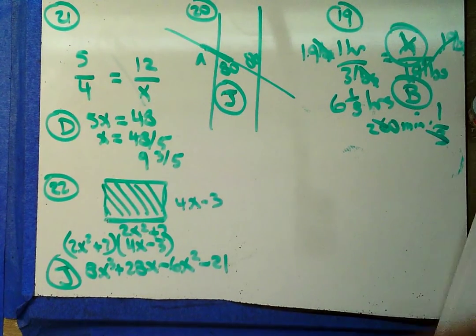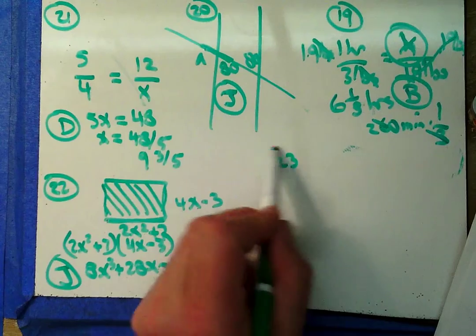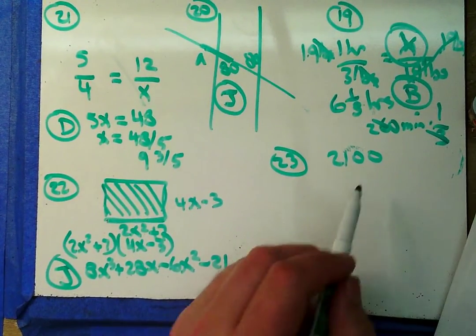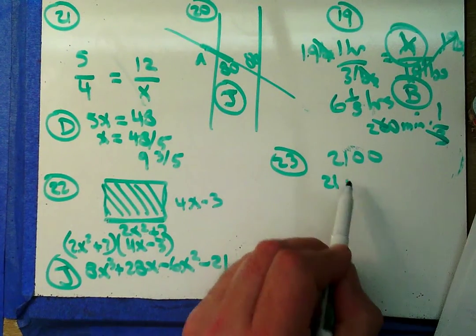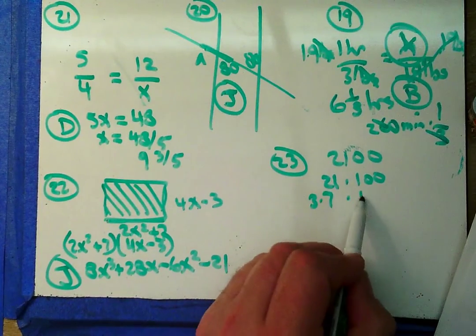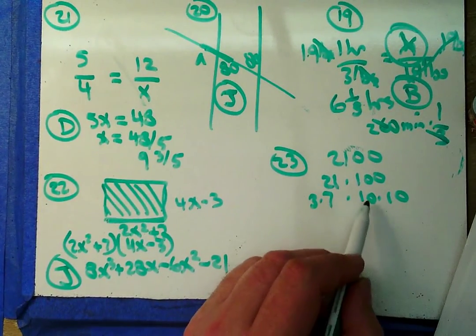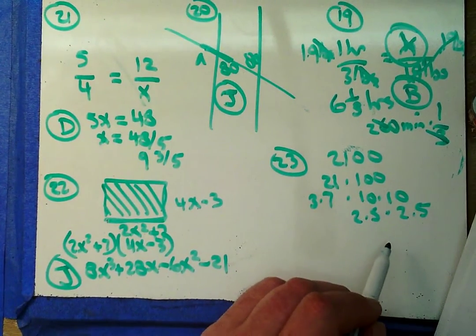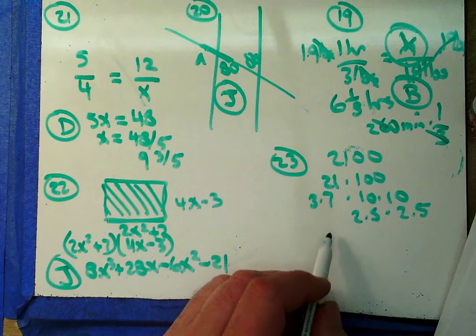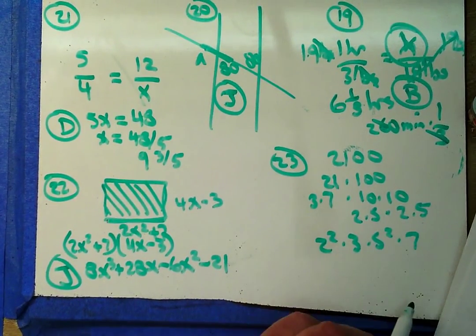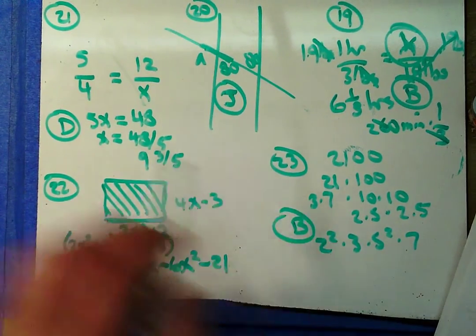23. Which is the prime factorization of 2100? Well, 2100, if you start by dividing by 2, you're going to spend a lot of time doing this. I see this as 21 times 100. This is 3 times 7 times 10 times 10. And those 10s break down to 2 times 5 and 2 times 5. So our prime factorization looks like 2 squared times 3 times 5 squared times 7. And that corresponds to B. B for number 23.